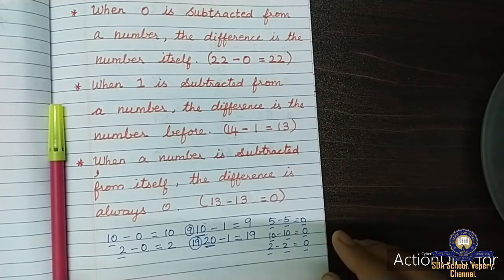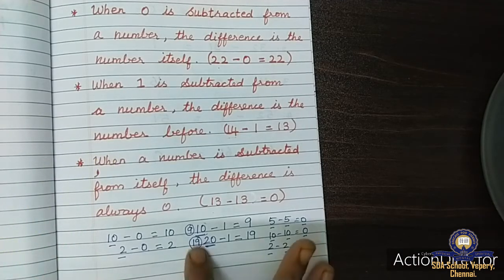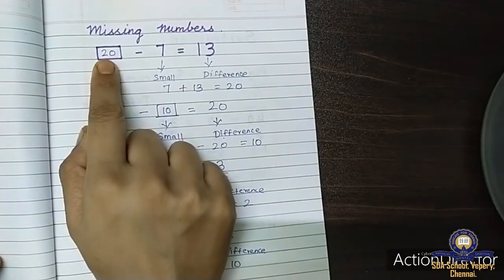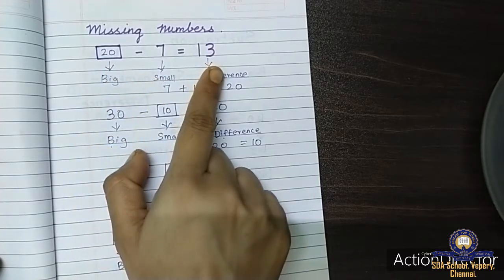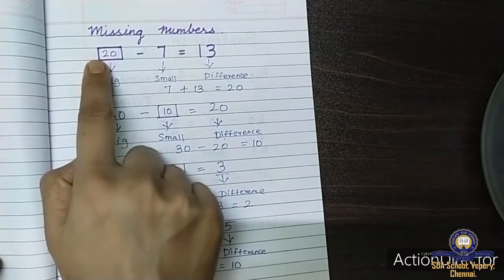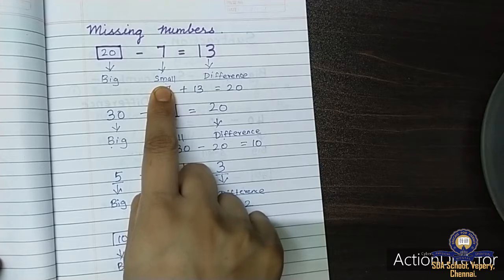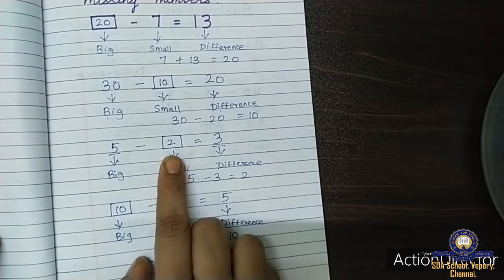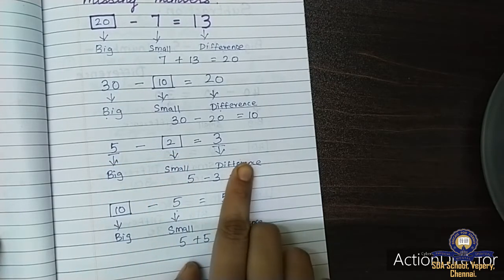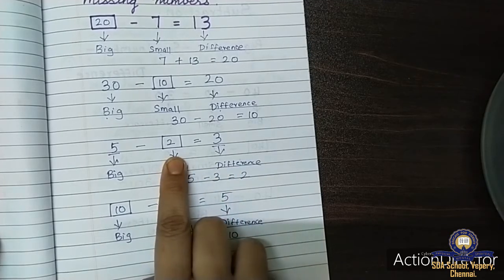Then we studied how to find the missing number. When we want to find the bigger number, what will we do? You will add the difference and the smaller number. But if you want to find the smaller number, what will you do? You will subtract: bigger number minus difference gives you the smaller number.